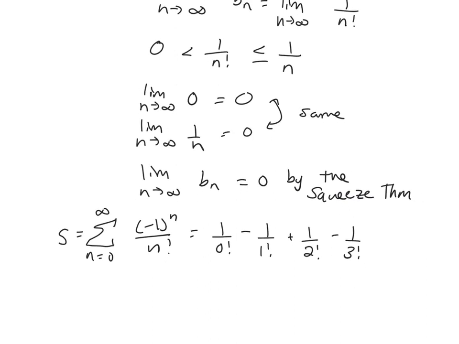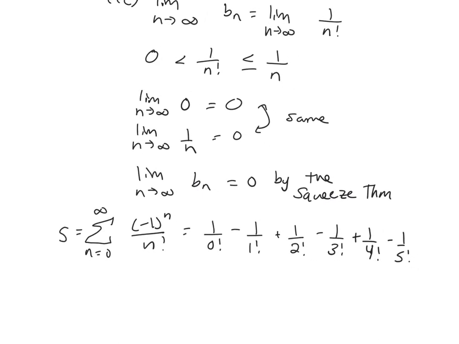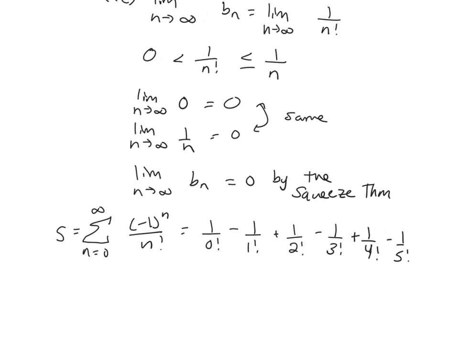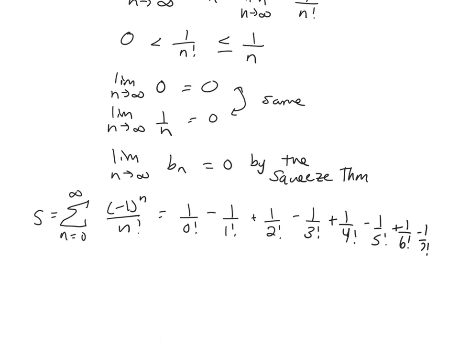Okay, let's keep going. Plus 1 over 4 factorial. Ooh, that was bad factorial. 4 factorial, minus 1 over 5 factorial. I need just a little bit more. I'm trying to fit it in. Plus 1 over 6 factorial, minus 1 over 7 factorial. And then this continues on, so I'm going to stop it right there.